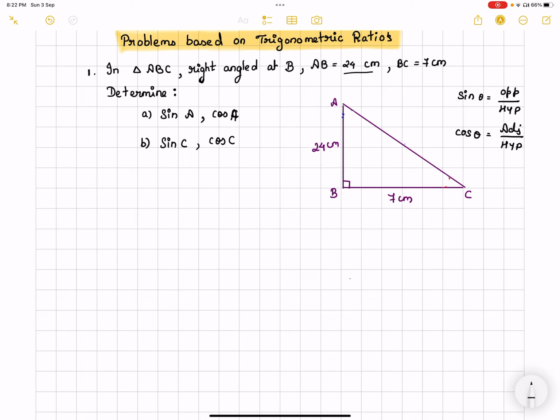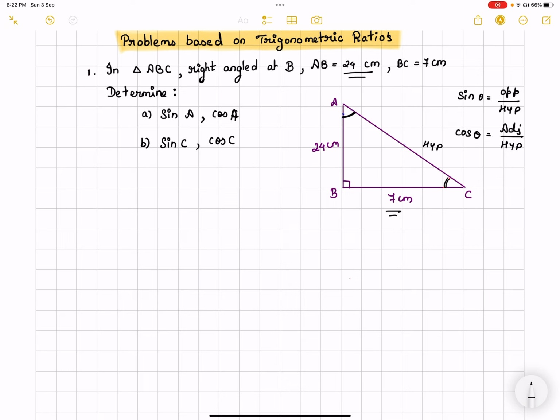They gave me AB is equal to 24 centimeter and BC is equal to 7 centimeter. So as per angle A, I have an opposite side and even an adjacent side. And for C also, I have an opposite side which is 24 centimeter and the adjacent side 7 centimeter. What is missing is hypotenuse. Whenever we are having a right angled triangle, the Pythagoras theorem helps us to find out the missing side. When two sides are given, the missing side can be found out with the help of the Pythagoras theorem.